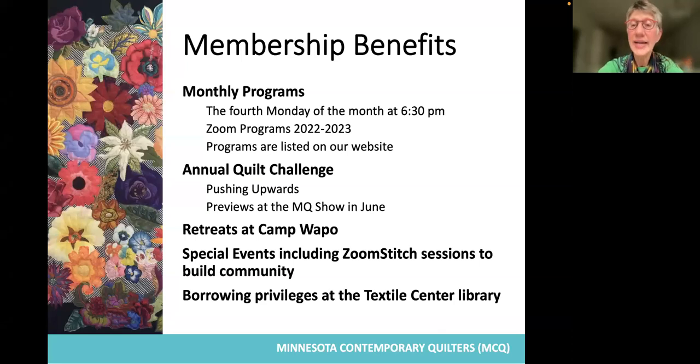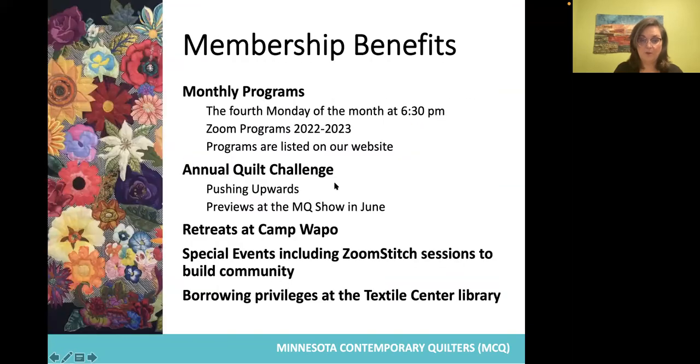And just to give you an idea of some of the other things that we're doing, we have retreats at Camp WAPO. Some of that has been on hold during COVID, but once things settle down a little bit, we'll get back to doing that again. We've had special events, including Zoom stitch sessions, and that has been a great opportunity to build community within the group. I've attended a few of those, and people are so willing to share their ideas. It's a wonderful time to be with each other. And borrowing privileges at the Textile Center Library is another benefit of MCQ.